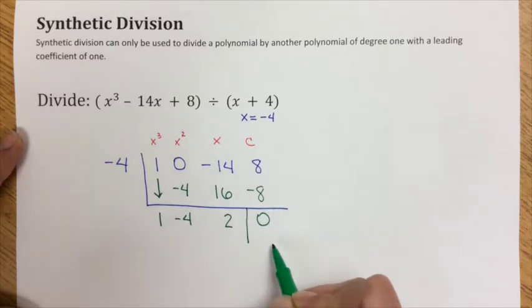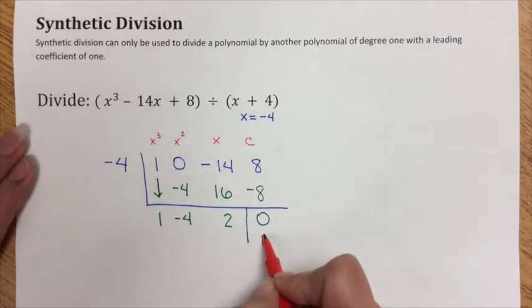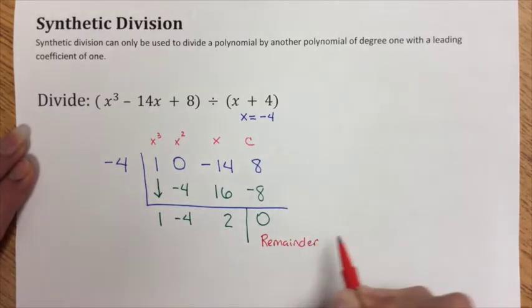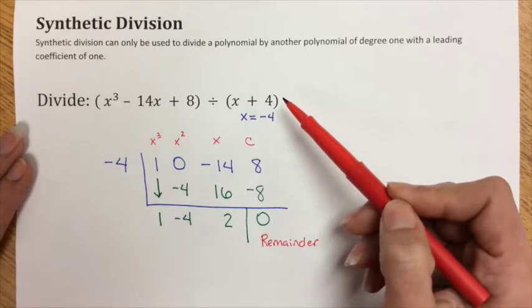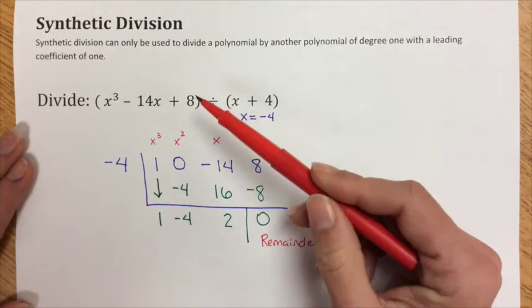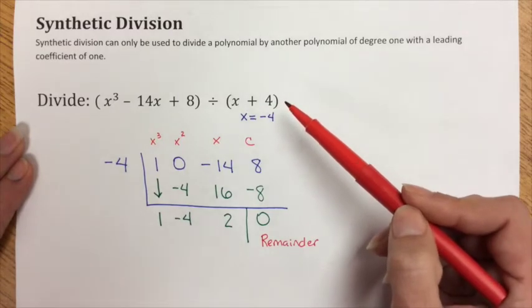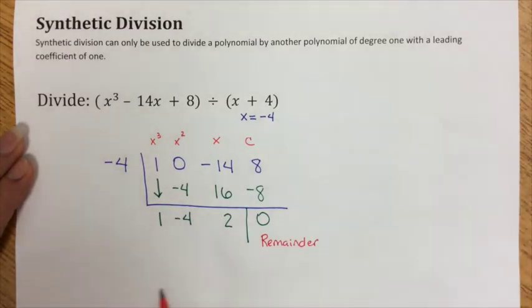This last term that you get right here is always your remainder. Now, when you get a remainder of 0, that means that your divisor, or x plus 4, divided evenly into this polynomial. So it can be considered a factor. We'll talk about that more in another lesson.